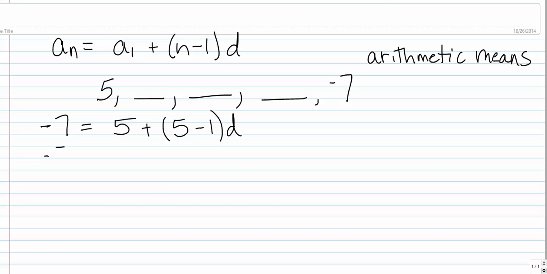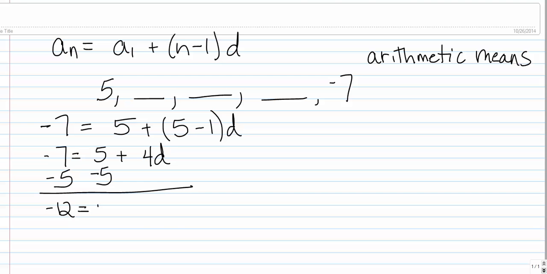So now if I clean the math up that's in this problem, I should be able to find out what the common difference is. 5 minus 1 is 4. And if I subtract 5 from both sides, I'm going to get a negative 12. Divide both sides by 4. And my common difference is negative 3. So now I can use that common difference to find those arithmetic means.